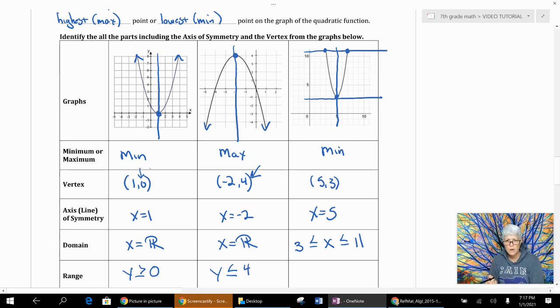Now the next one's a little bit different because there's restrictions on it. There's a beginning and there's an end. So I'm going to put my y in the middle, and I'm going to look at the lowest point. The lowest point here is a 3.